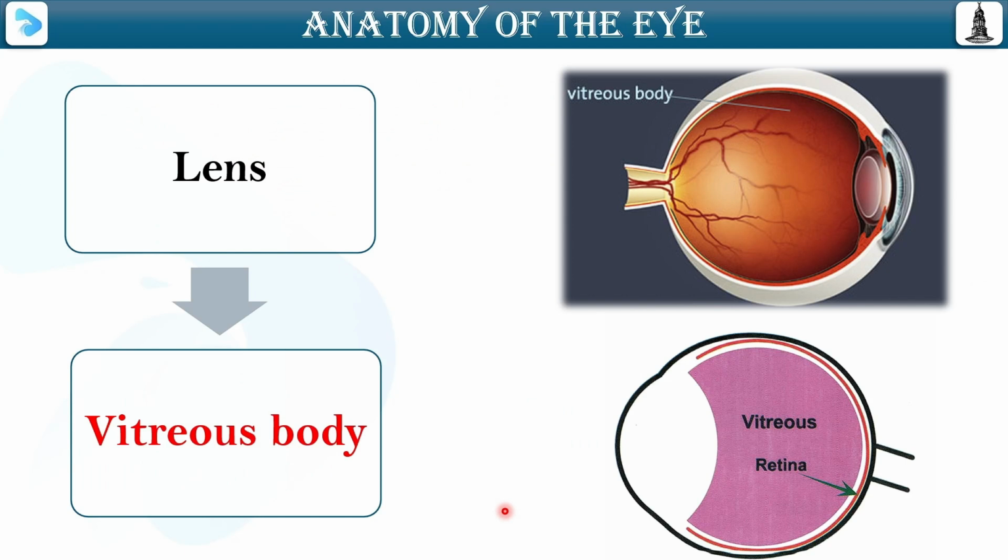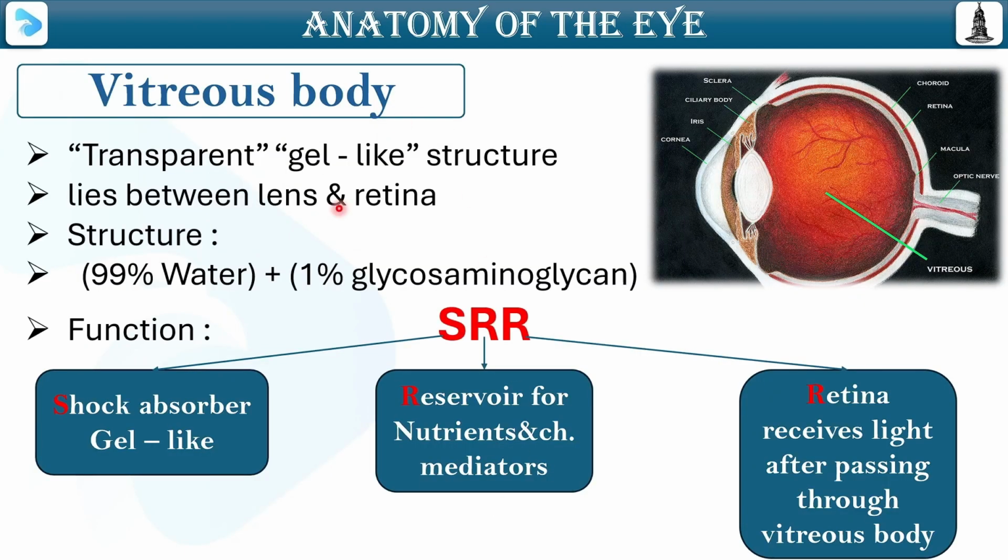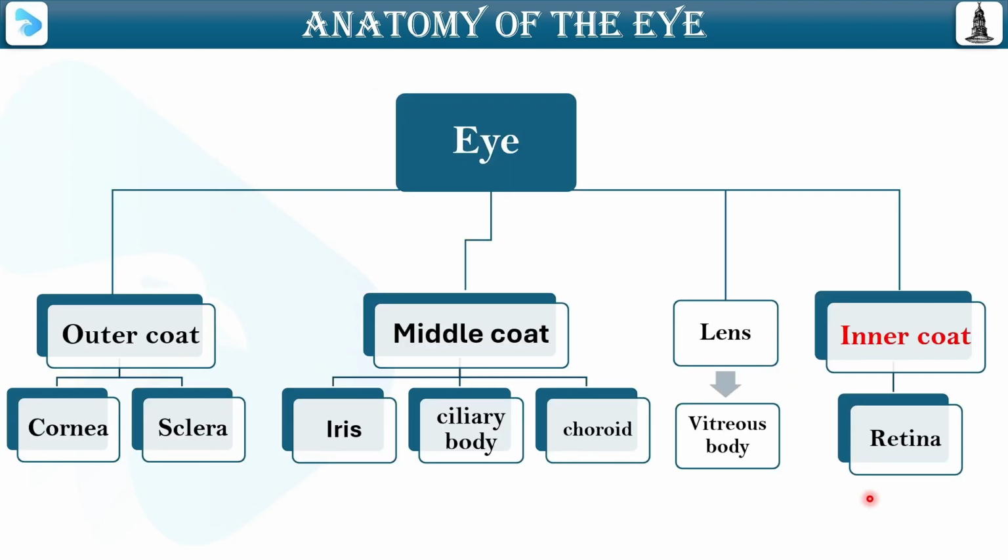Okay, by this we ended the lens. Let's see the vitreous body. The vitreous body is a transparent gel-like structure. It lies between the lens and the retina. The structure of the vitreous body is 99% water and 1% glycosaminoglycan. The function is a shock absorber, gel-like, and a reservoir for nutrients and chemical mediators. The retina receives light after it passes through the vitreous body.